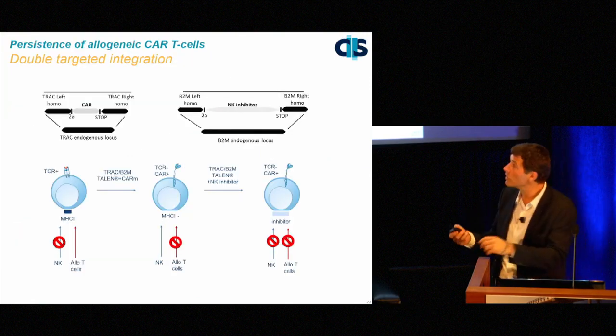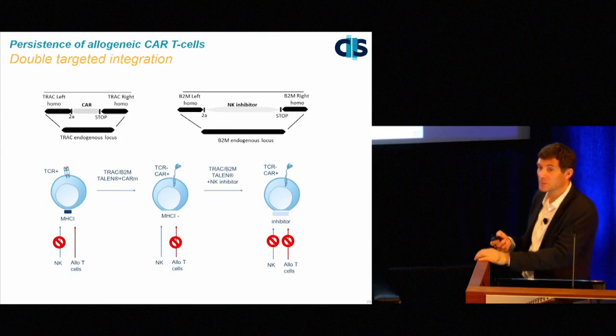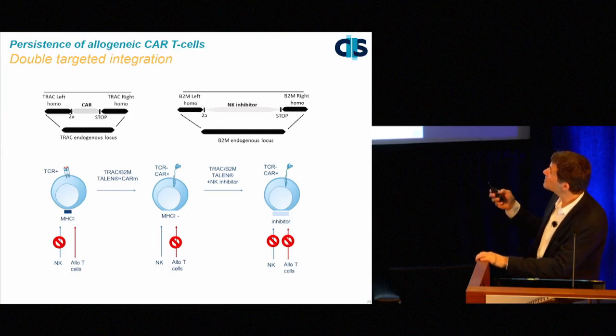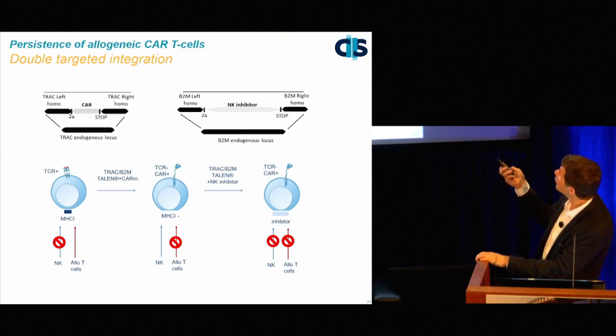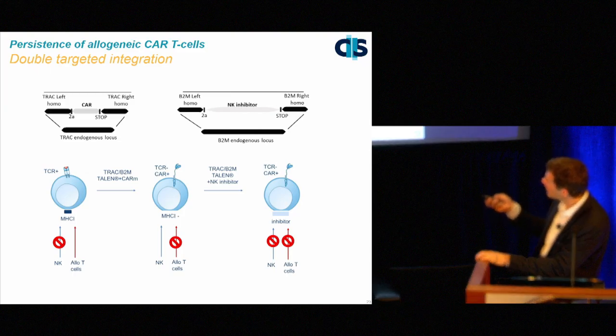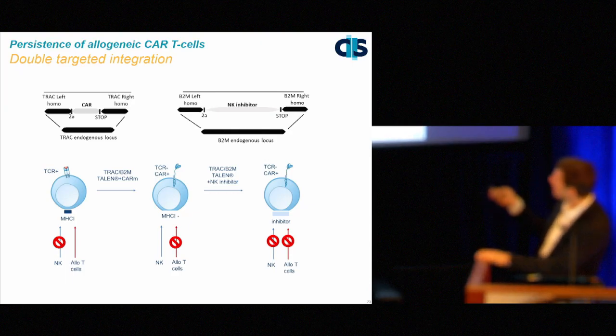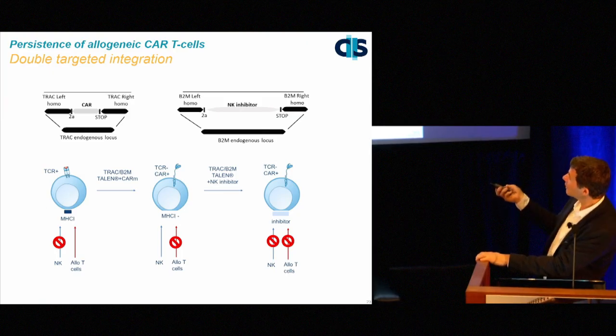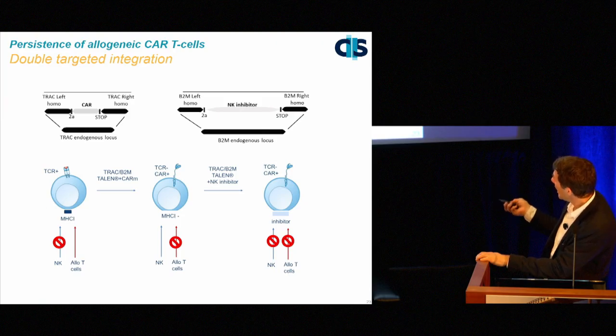You can also re-engineer the cell in order to make it not visible, for example, to NK cells. So on one side, you will insert the CAR at the TRAC locus. On the other side, you will insert an NK inhibitor at the beta-2 microglobulin endogenous locus. Normally the allo cell could be attacked by the NK cell because of the MHC minus, but if you put in an inhibitor, the NK cell cannot recognize it and attack.